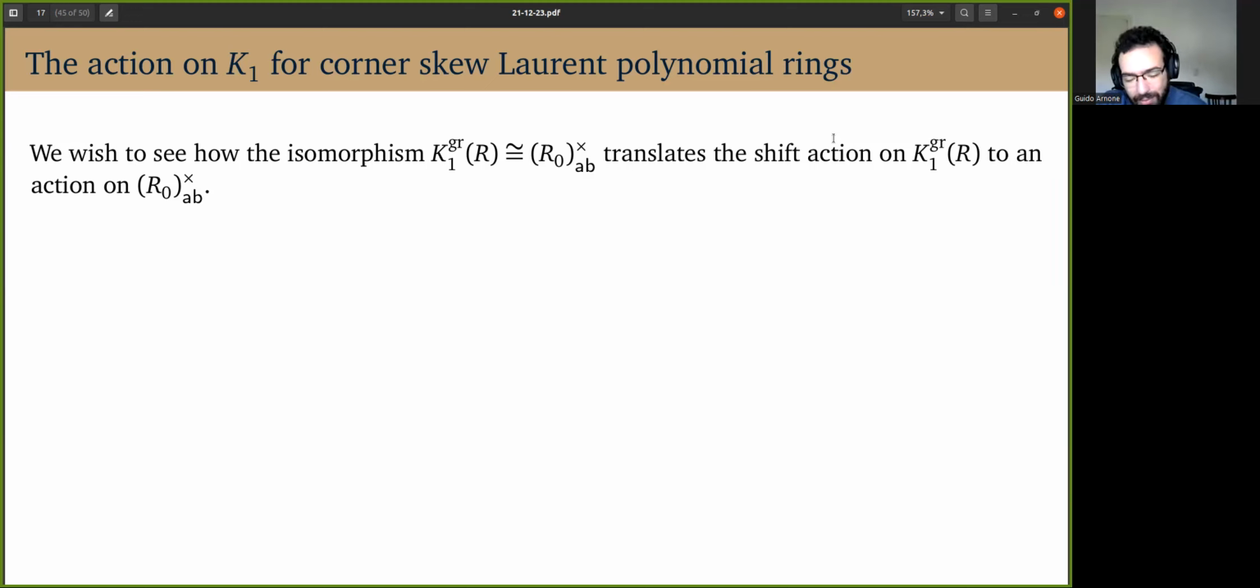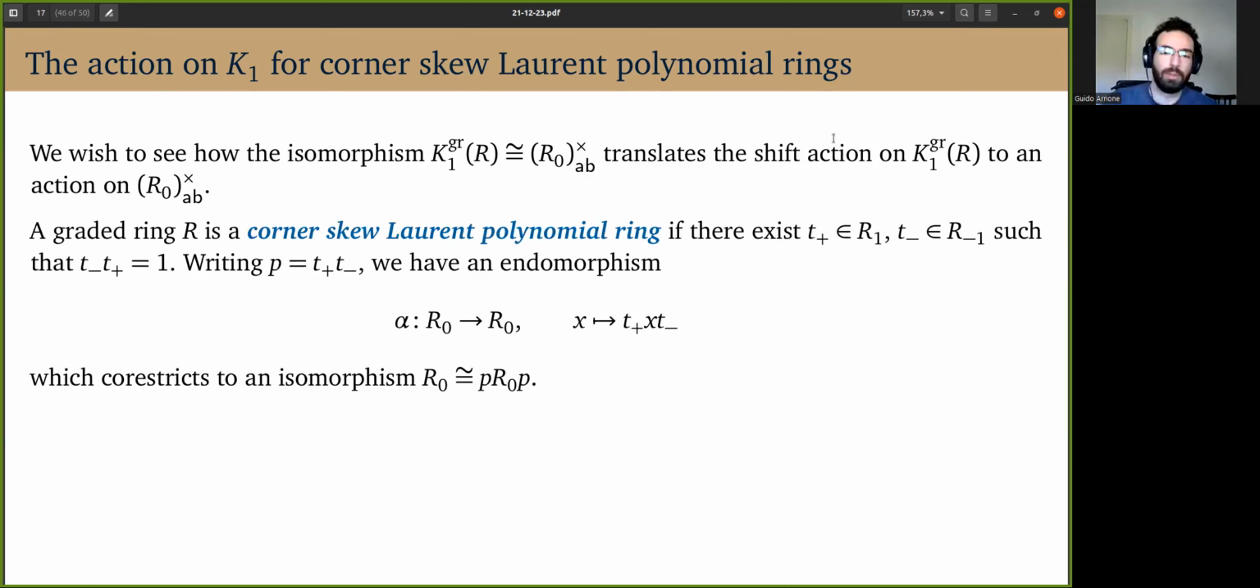But at least in the cases that I could say something about it, we need further hypotheses, which will be satisfied for the Leavitt path algebras that we care about, but we could state in more generality. So let me state them in that way. We can actually do this for corner skew Laurent polynomial rings. Those are graded rings over Z that have a degree 1 element and a degree -1 element whose product is 1.